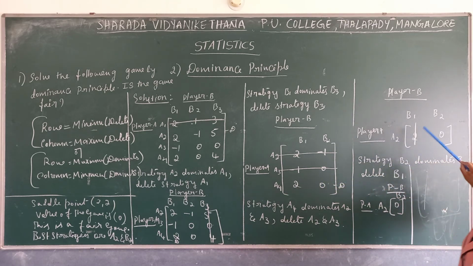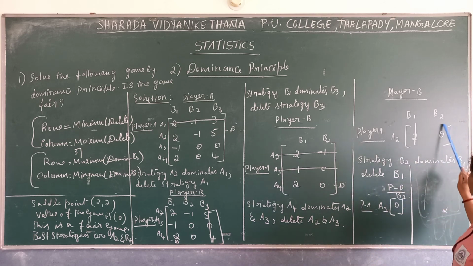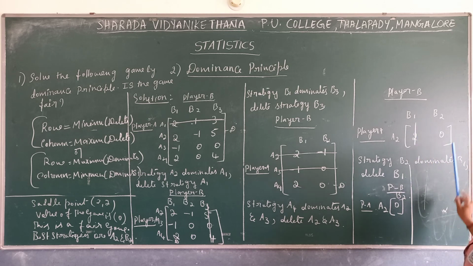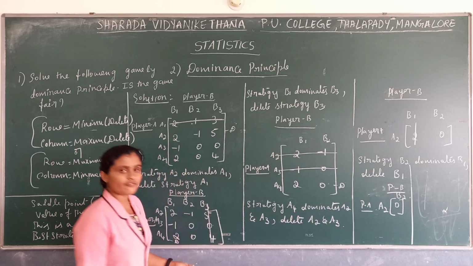What will remain? 2 and 0. Row-wise is over. Now here column-wise. In column-wise, which dominates? The smaller one dominates the larger one. Here the smaller value is 0. So it dominates column B1. So we are striking out. So what will remain at the end? 0 will remain. It's not necessary that it is 0. You should not get only 0. You can get other values also.